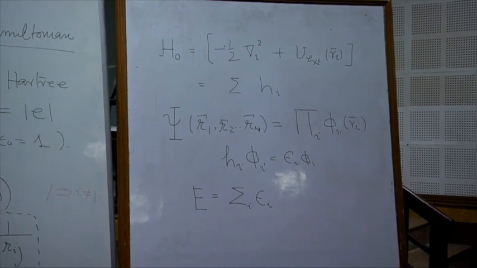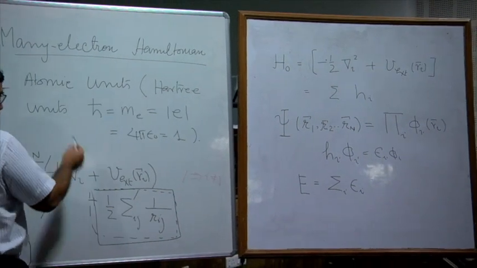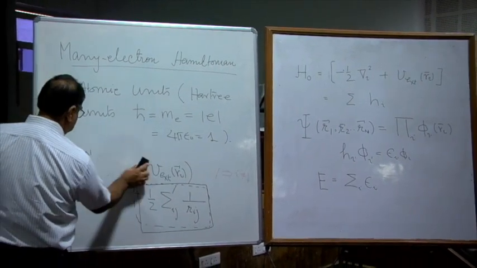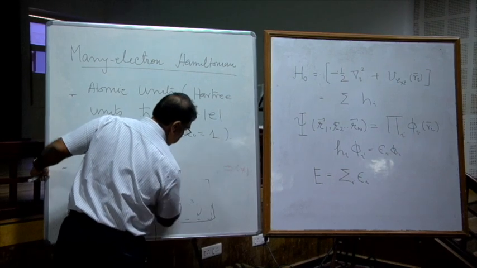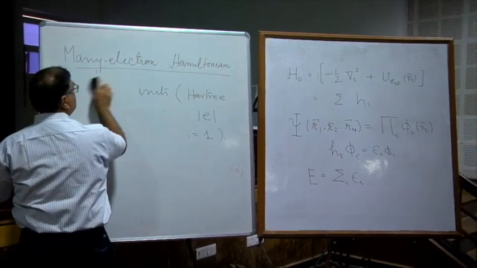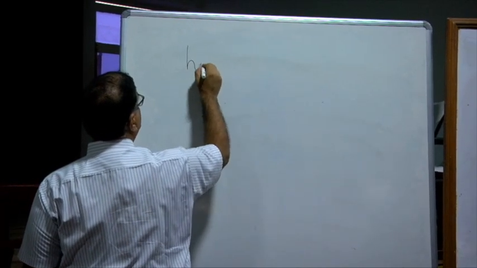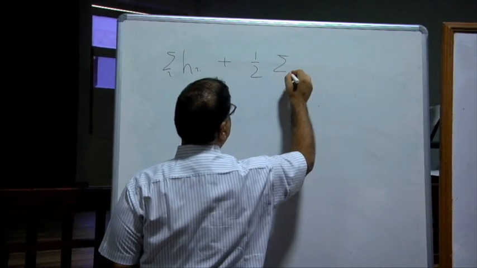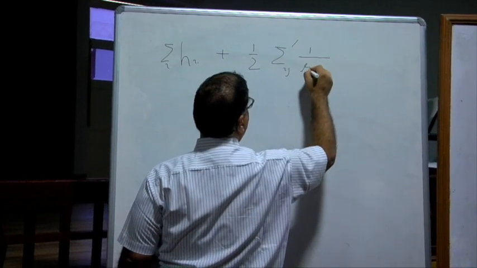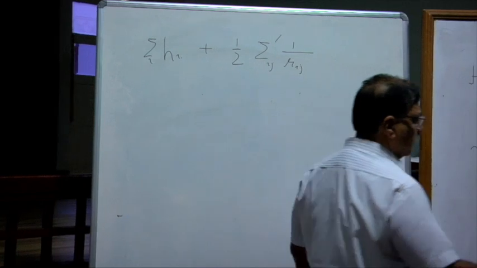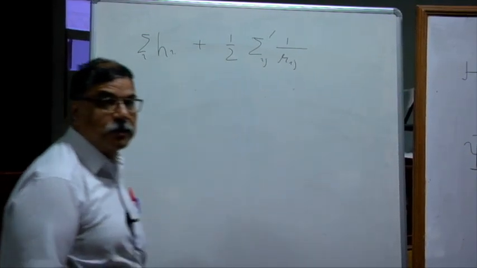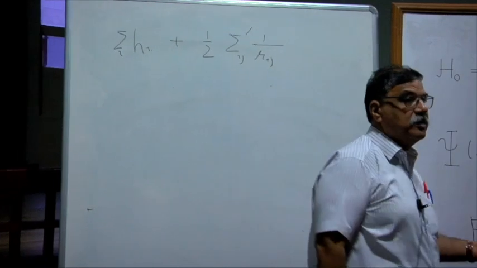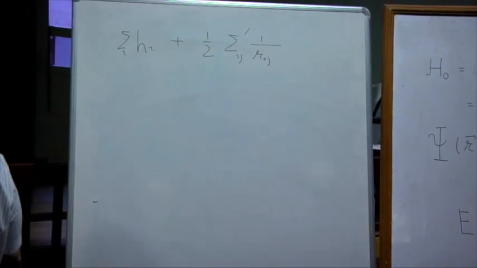However, this term makes life very difficult. When I have h_i plus one half summation over i, j of 1 over r_ij, this is no longer possible. The separation of variables is no longer possible, and therefore I cannot write my Hamiltonian as a sum of different single particle Hamiltonians.